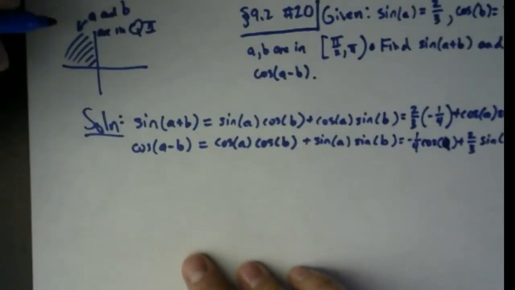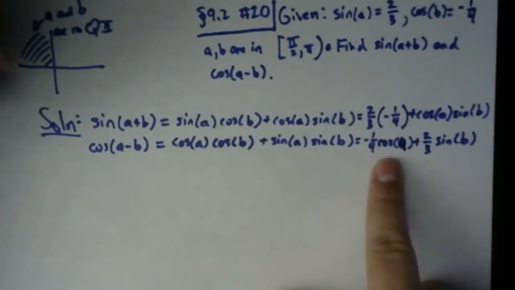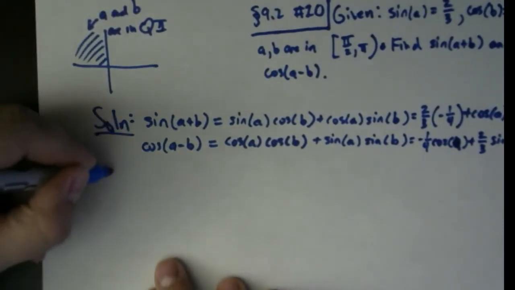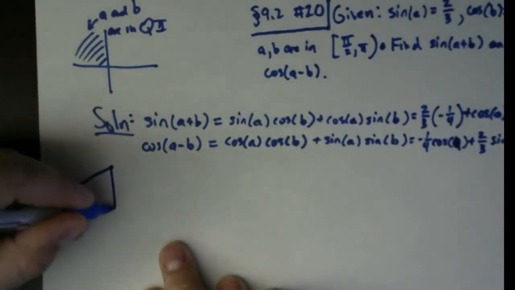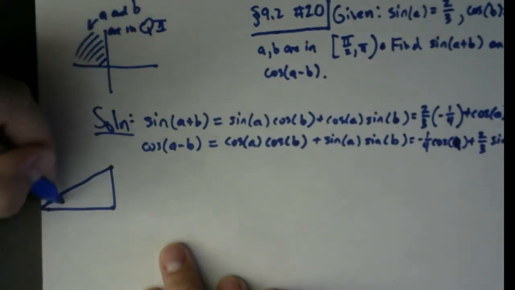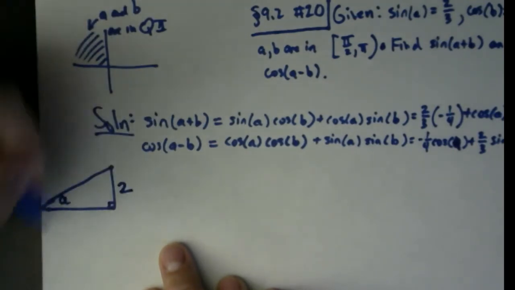If I knew that sine of A was 2/3 and I wanted to find what cosine of A is, then I would draw a triangle, and we've done this before. So I'll draw a triangle that satisfies the fact that sine of A is 2/3. So here's the angle A. Sine is the opposite, which is across, which I'll call 2, and the hypotenuse is 3.